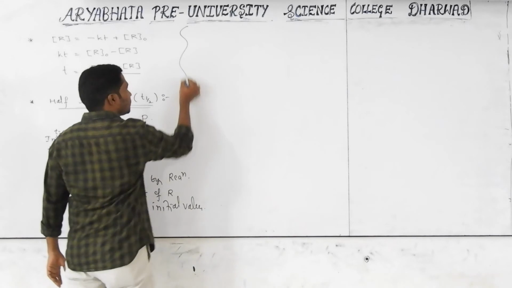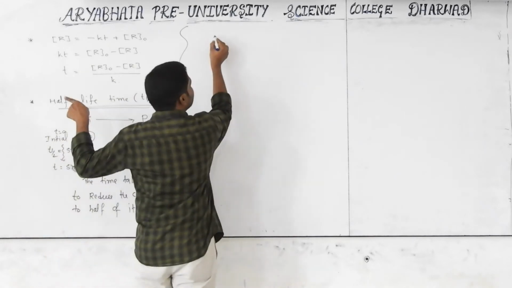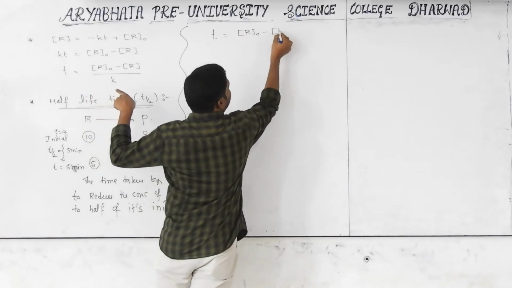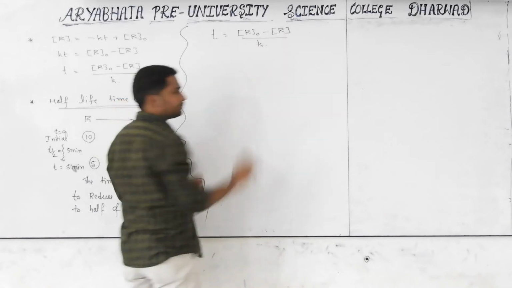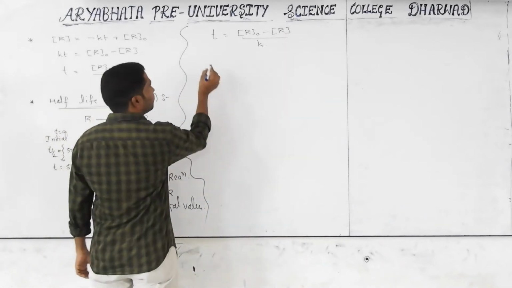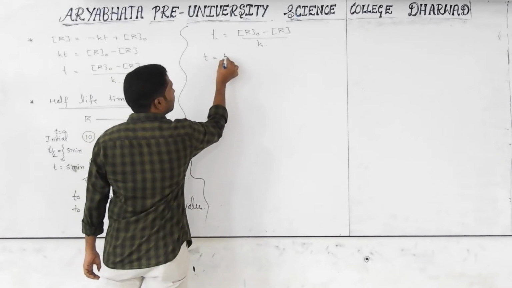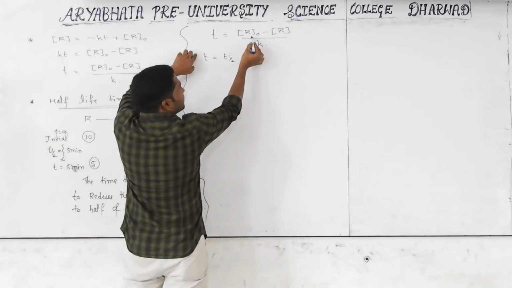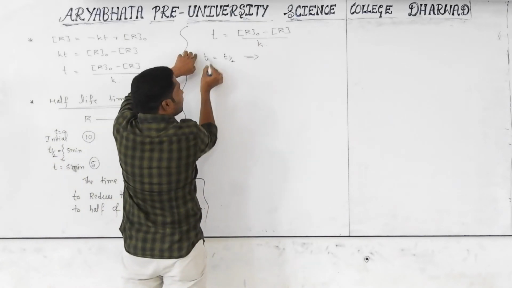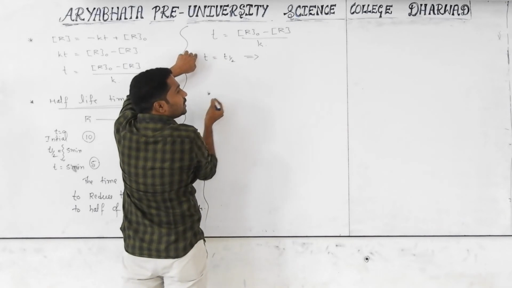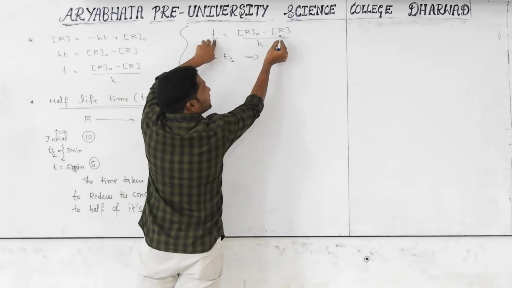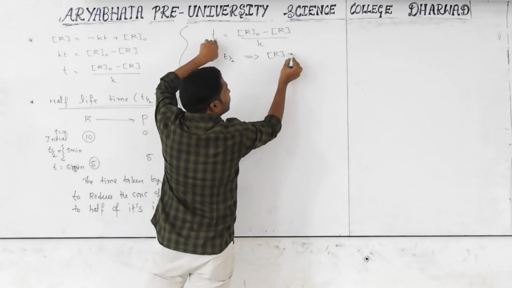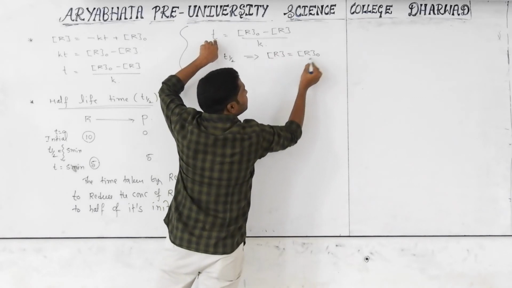Now, we are discussing this concept under zero order. You see, what is there here? Time t is equal to initial concentration minus final concentration by rate constant. You have to observe very carefully. If time is equal to half-life time, what happens? Initial concentration is R0. If the time gap is half-life time, the concentration of the reactant at time t becomes half of the initial value, no?